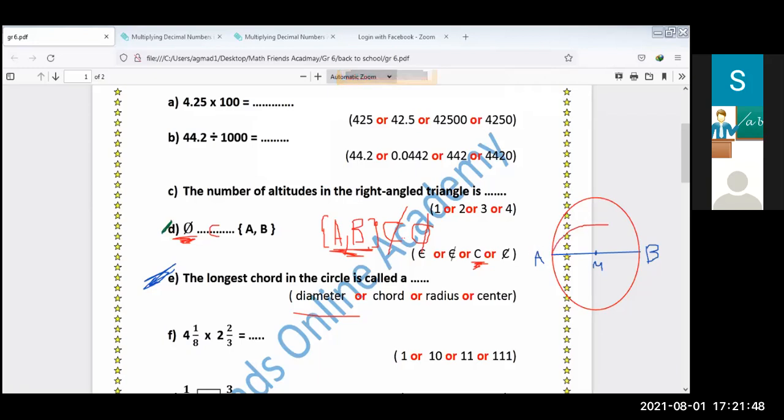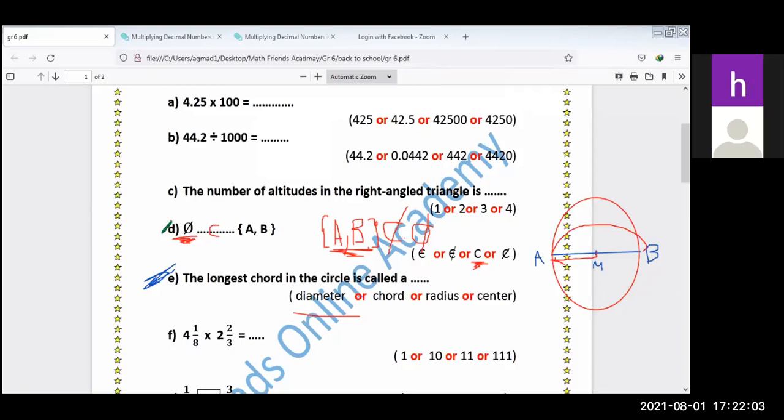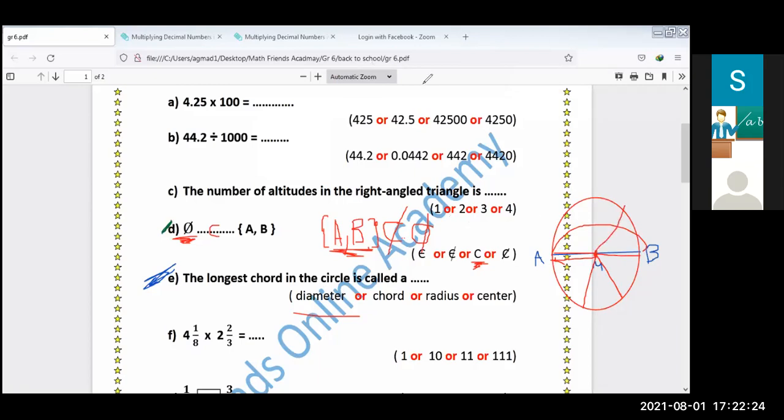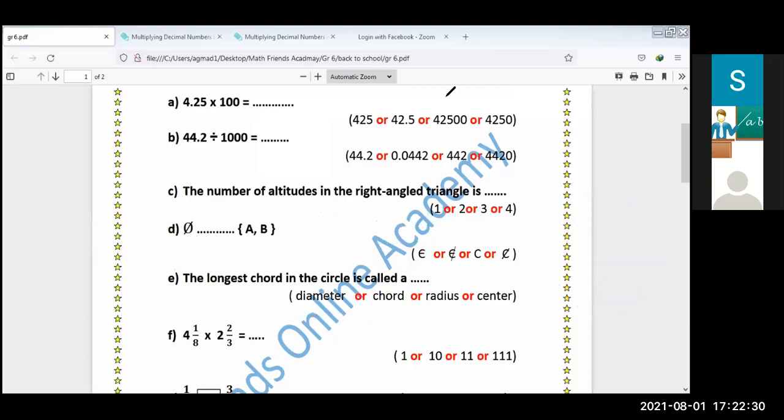Can you tell me if AB is a diameter? What is MA? It's radius. Excellent, dear. Thank you, Rudy. So AB is the longest chord. This is the chord diameter, but from the center to any point on the circle, this is called radius. We have a radius here and here and here and here. All of these are called radius. Let's go down now a little bit.